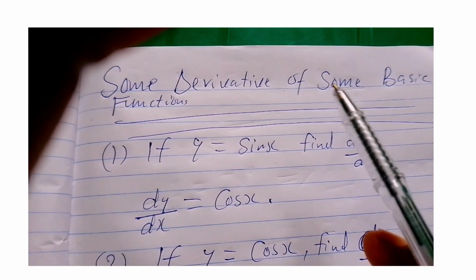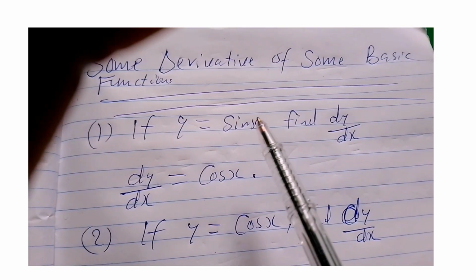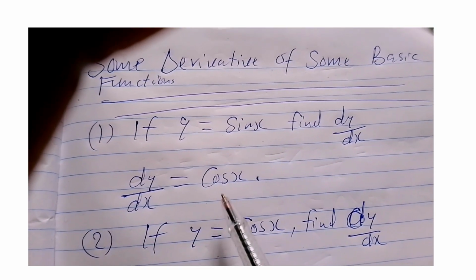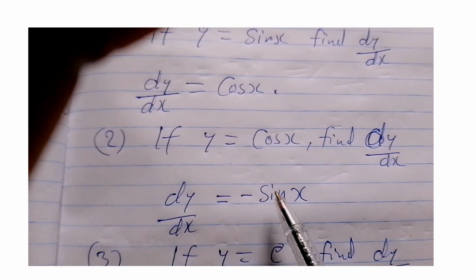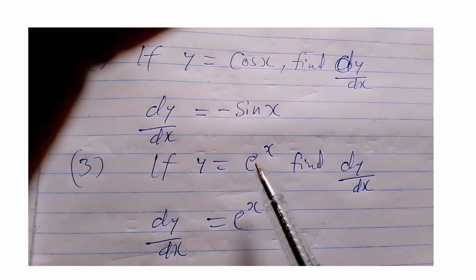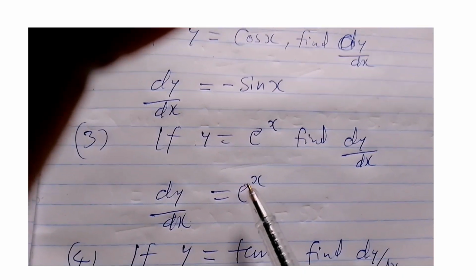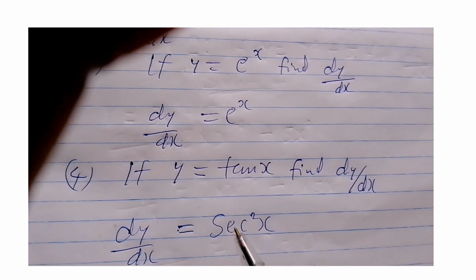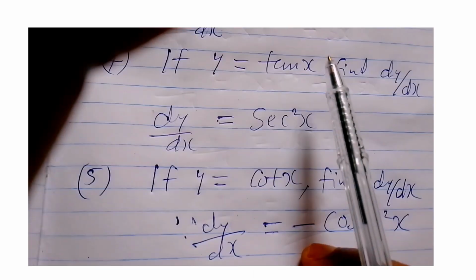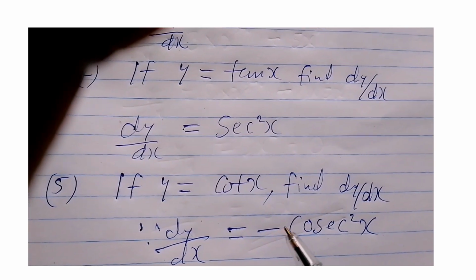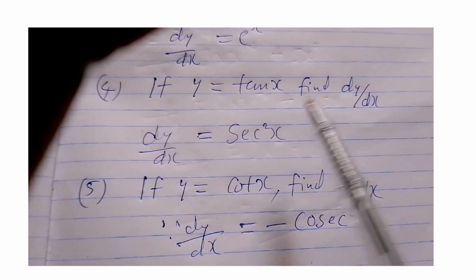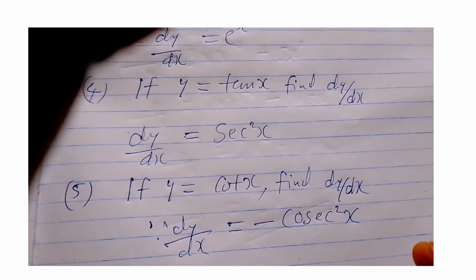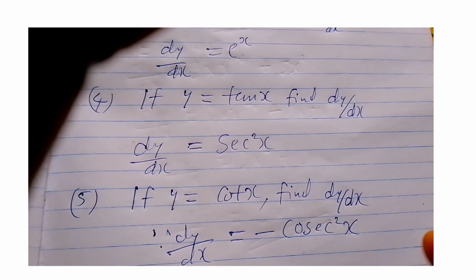This is very important, some basic derivatives of basic functions. If you want to find dy over dx of sine x, it's going to give you cos x. If you find the derivative of cos x, you're going to have minus sine x. The derivative of exponential x is still exponential x. The derivative of tan x is sec squared x. The derivative of cot x is minus cosec squared x. Why I'm saying this is that you're going to see it when you solve some past questions in differentiation. So you need to pay attention to them and know them, so that you can use them appropriately.